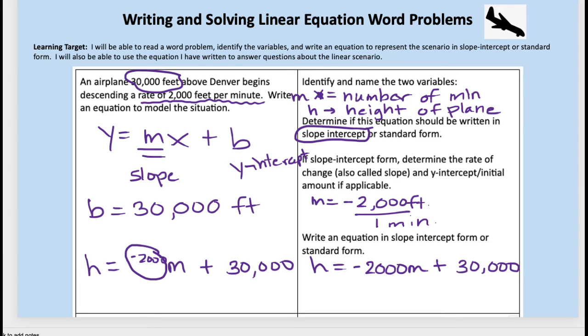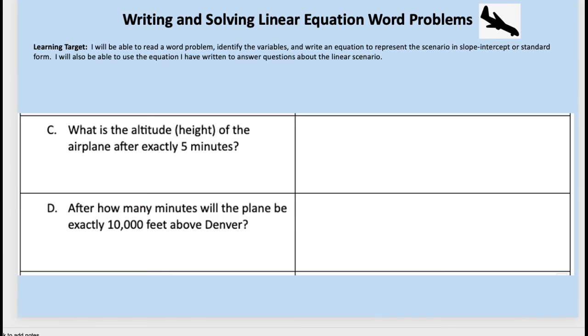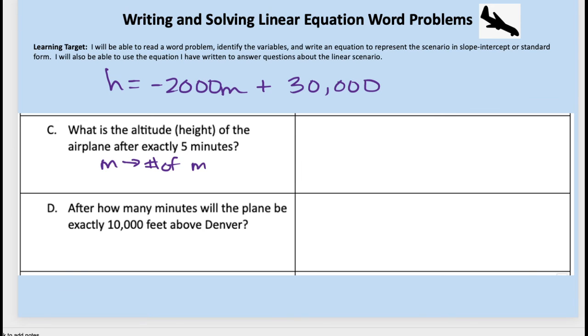So now we're going to use this equation that we just wrote to answer some questions. I'm going to write it again. h equals negative 2,000 m plus 30,000. My first question asks, what is the height or the altitude of the airplane after exactly 5 minutes? Remember that we determined that m in our equation stands for number of minutes. We also determined that h stands for the final height or altitude of the airplane.